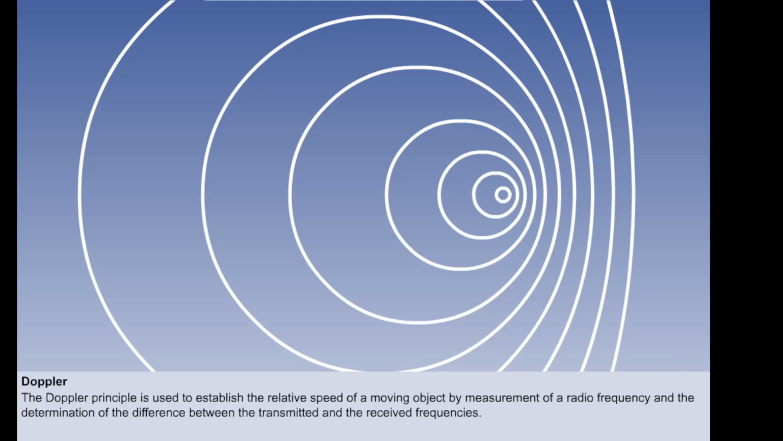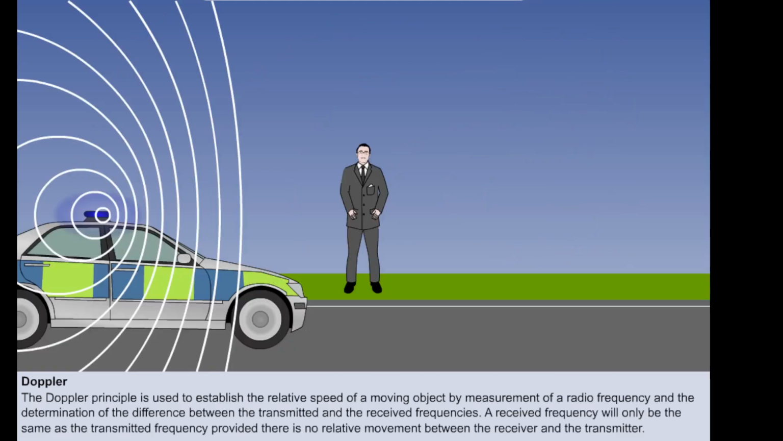The Doppler principle is used to establish the relative speed of a moving object by measurement of a radio frequency and the determination of the difference between the transmitted and the received frequencies. The Doppler effect is based upon the principle that a received frequency will only be the same as the transmitted frequency, provided there is no relative movement between the receiver and the transmitter.